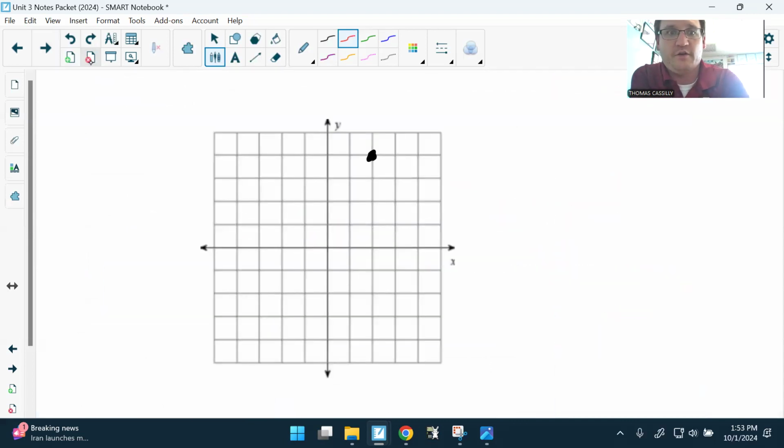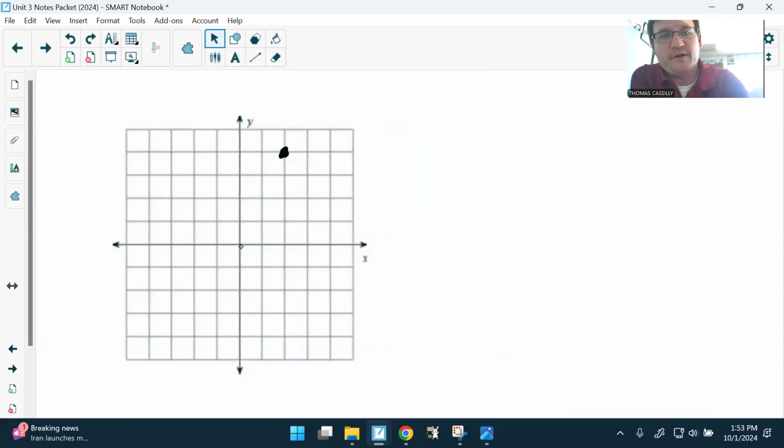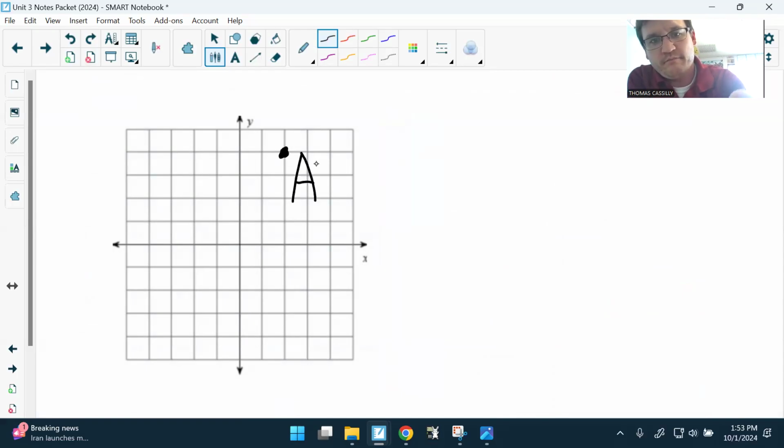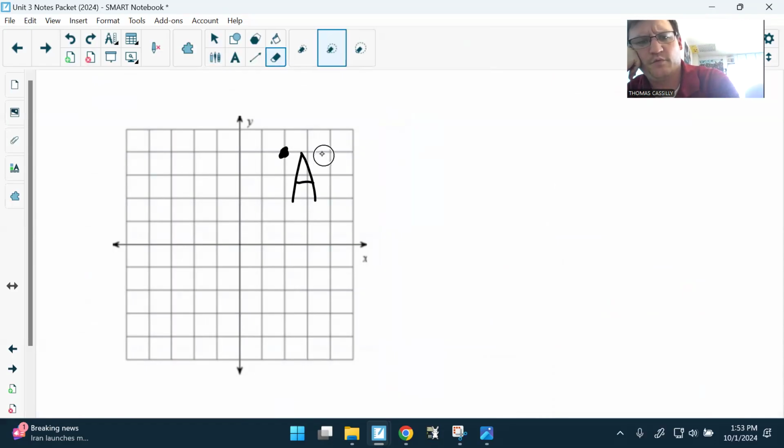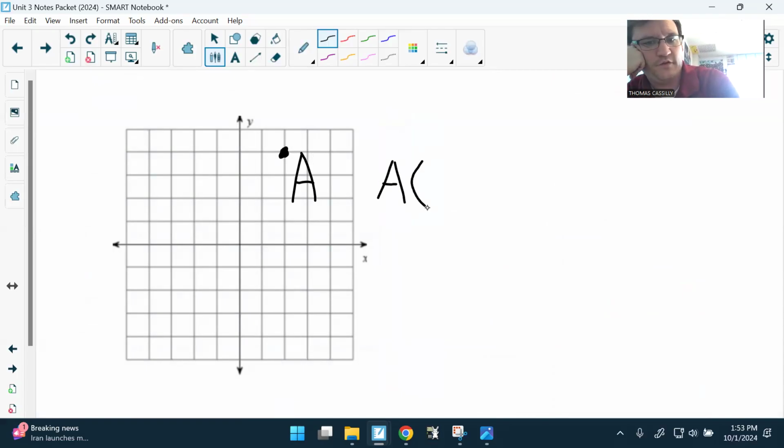Luckily we have some rules for all of these, which does make life easier. Before I just tell you what the rules are, let's see if we can figure out what they are. If I look at this point right here, this is point A. Let's think about that as an ordered pair. Point A is just at the location (2, 4).